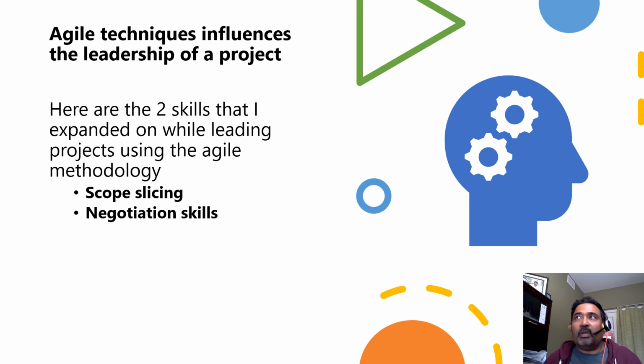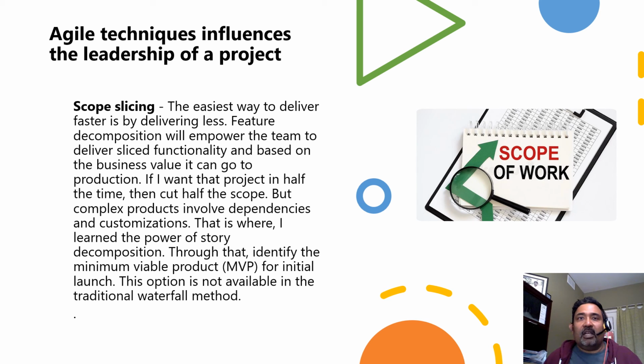And then I want to close by saying that the two skills that I have expanded on and learned more about while managing these projects are scope slicing, I know it's a tongue twister, and negotiating skills, which I've worked on a little more than usual. Scope slicing, as I mentioned before, is where we need not wait for the entire scope to be executed, but instead we work with the customer and the business owners and identify the minimum viable product, the product that we need to go with. Then we cut down the scope, decide what needs to be part of that, prioritize it, and then release it.